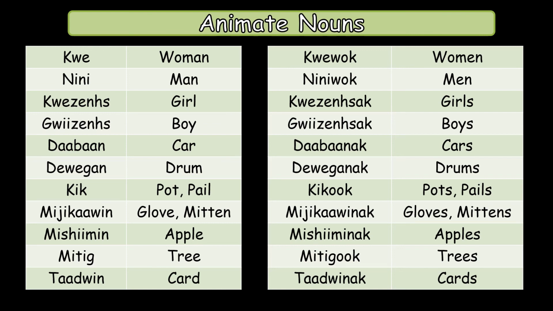One more time, say them along with me a little quicker. Que, nene, quezas, guizas, daban, dewagan, kik, majikawin, mishiman, mitig, tadwin. Quewok, ninawok, quezasak, guizasak, dabanak, dewaganak, kikok, majikawanak, mishimanak, mitigok, tadwanak.